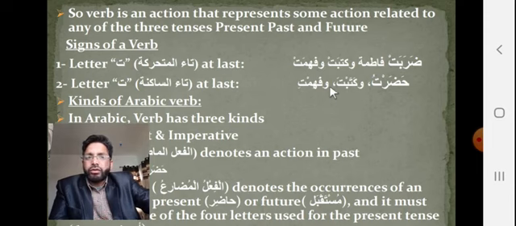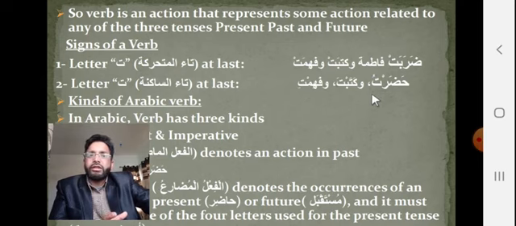Katabta means you wrote. Fahimti means you, female, understood. So you saw in these three verbs, hazartu, katabta, and fahimti, that there is ta mutaharrika in all three verbs. In the first verb you have ta mutaharrika because there is a harakah, which is damma. Then we have katabta, we also find ta at the last, and that ta is mutaharrik and there is a fatha. Then we have fahimti, this verb is also mutaharrik at the end because the last letter is mutaharrik and we find kasra on ta.